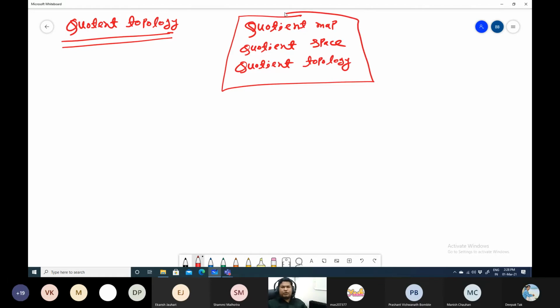So these three are just corresponding terms. If you know one, then you will know the other two as well. Okay. So what is, first of all, quotient topology?